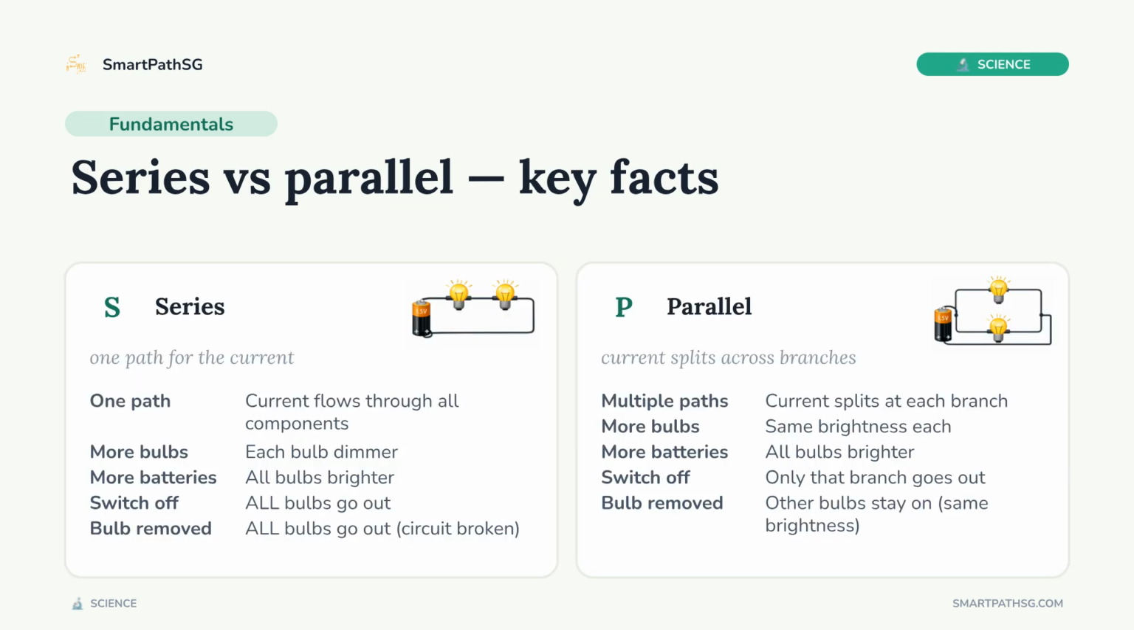Let's compare and contrast series circuit on the left versus parallel circuit on the right. First, on the path the current takes. If it is a single loop, that is a series circuit. If current splits into multiple paths, that is a parallel circuit.